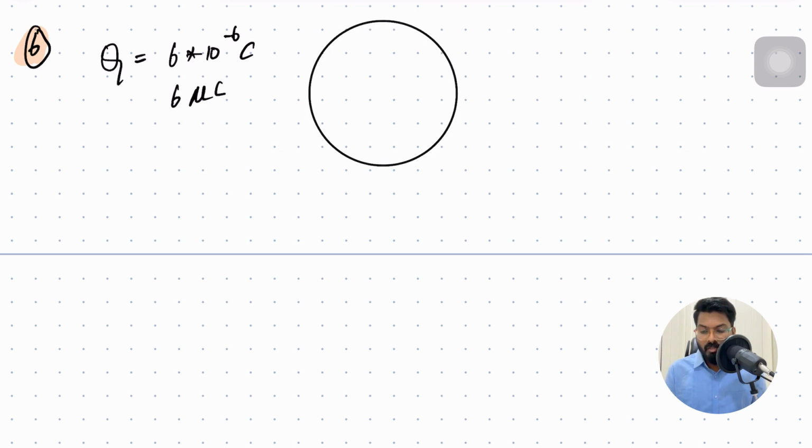Now let's go for question number 6. There is a charge of Q which is equal to 6 into 10 to the power minus 6 coulomb or 6 microcoulomb. This charge is given to a hollow metallic sphere. So this is a metallic sphere, and it has a radius of 0.2 meter. Now we have to find the potential at surface and then potential at center.